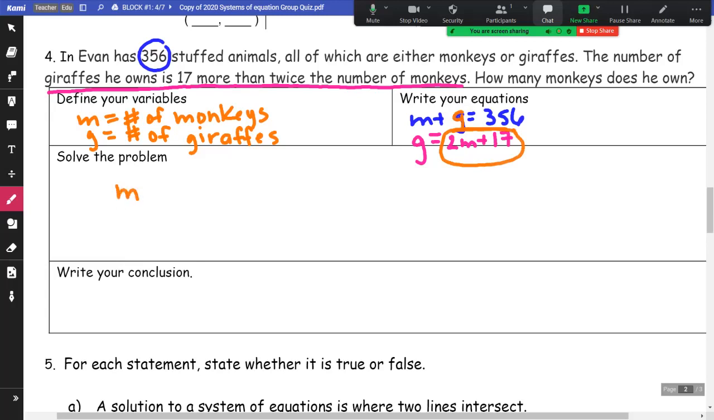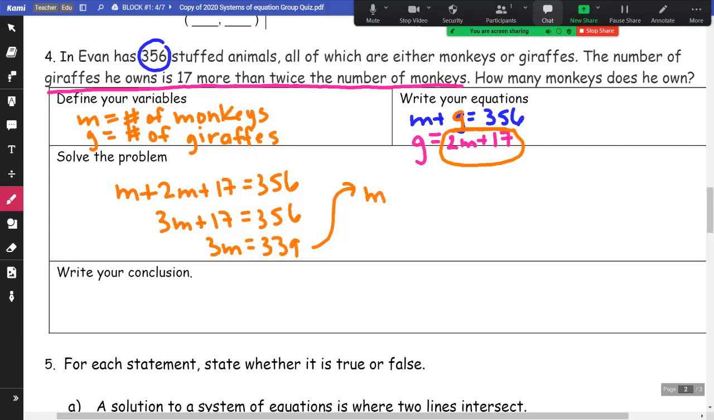So I'm going to go M plus 2M plus 17 equals 356. So I get 3M plus 17 equals 356. I'm going to subtract 17 from both sides. So let's see, 356 minus 17 is 339. I am going to divide by 3, and I get 113 monkeys.